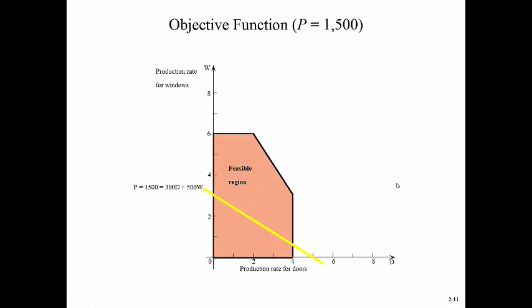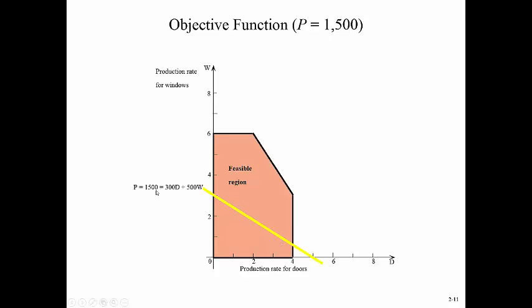So now we've got this feasible region. Well, how do we figure out which of the possible solutions in here is the best one that optimizes our desire to maximize our total profit? Well, what we can do is create what's called an isoprofit line in this case.